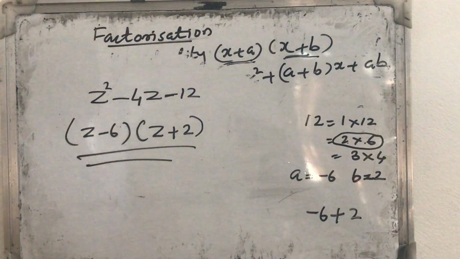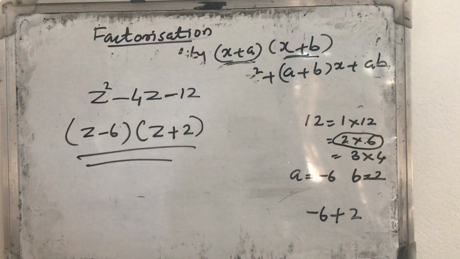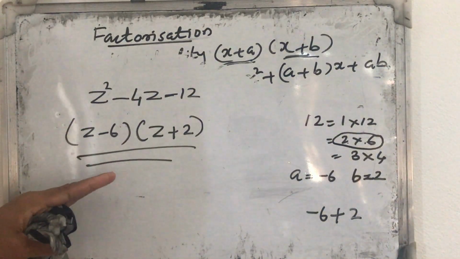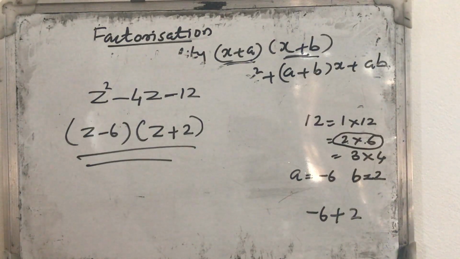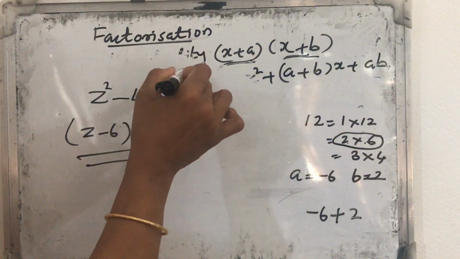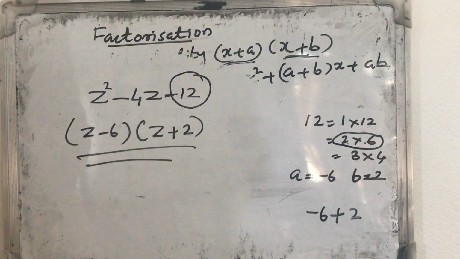In this way we can factorize the given expressions. In the case where the third number is not a perfect square, it is very important.